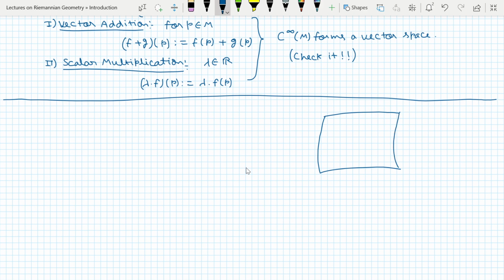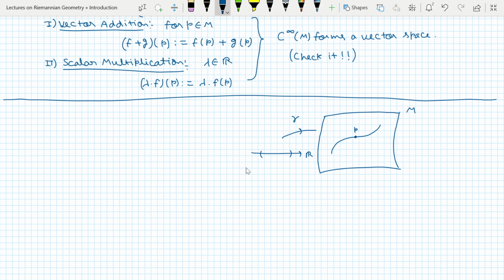So this is our manifold M, and on this manifold we define a curve. What is a curve? On the real line you take some open interval, and from the open interval to M you define a map that gives you a curve. So this is your curve gamma, passing through a point P, and at this point P we want to find the tangent vector.